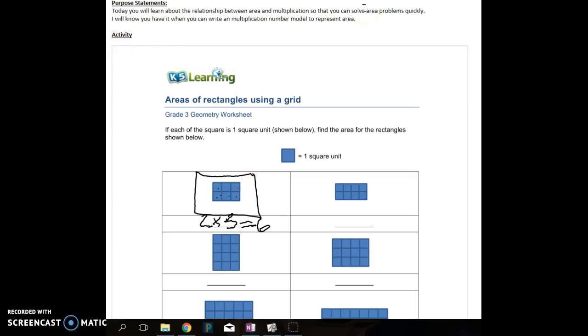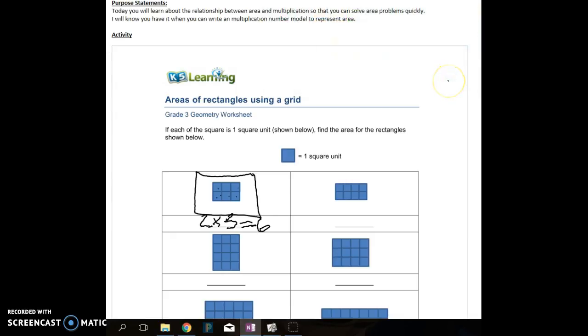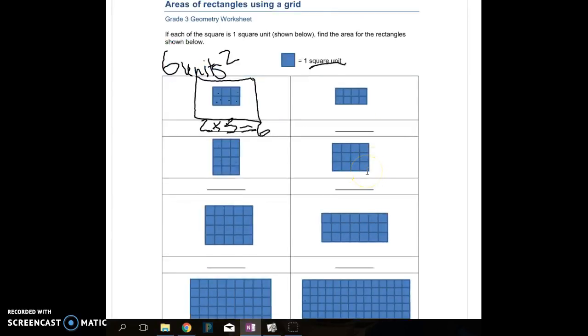So when you do this, I still expect you to have that number model there. I need to see that you're connecting it to multiplication, but I also need to see you can still do the labels, because that can be very tricky for third graders. Sometimes they don't always put the correct one, so you're still going to put 6 unit squares. And I know it's units because they don't tell me centimeters or yards, they just say it's a unit square, so I'm going to just put units squared.